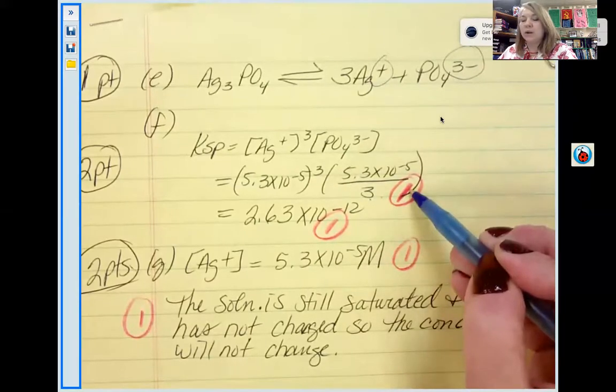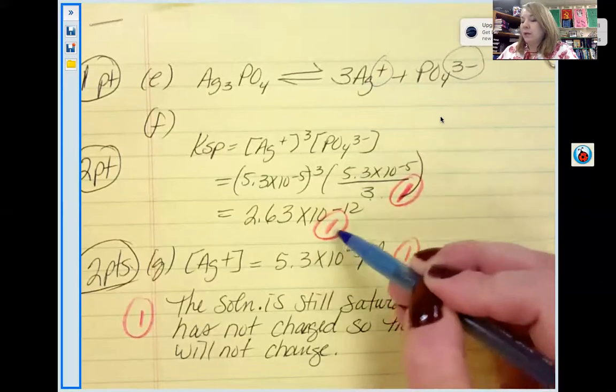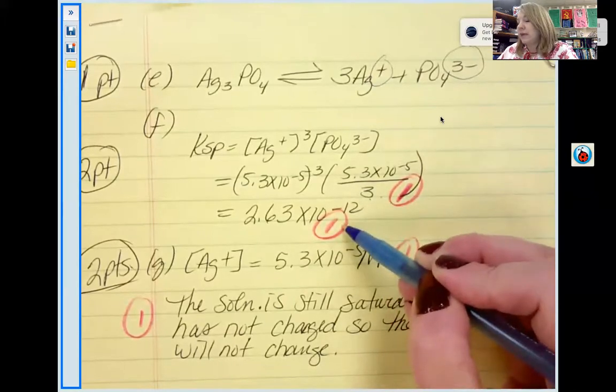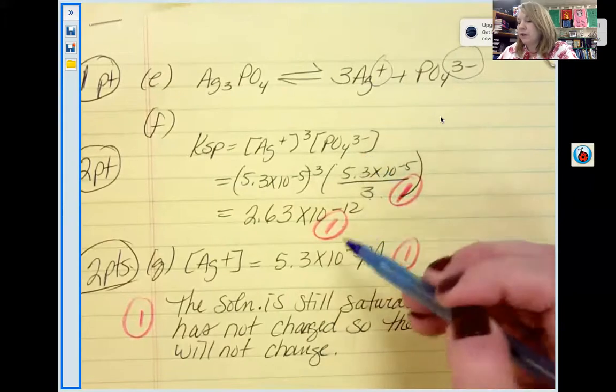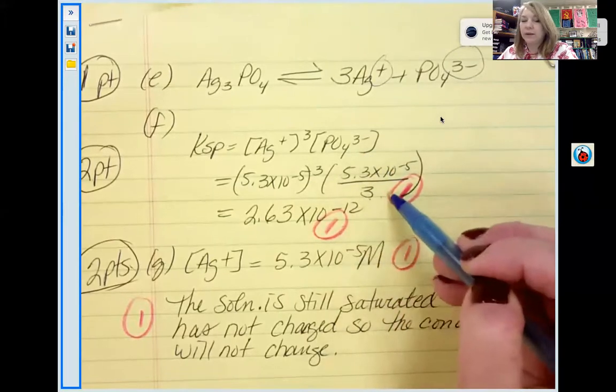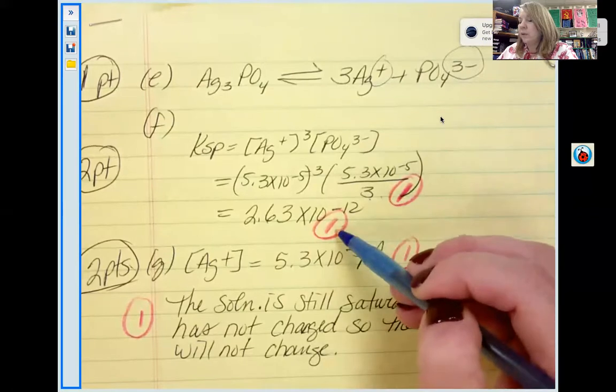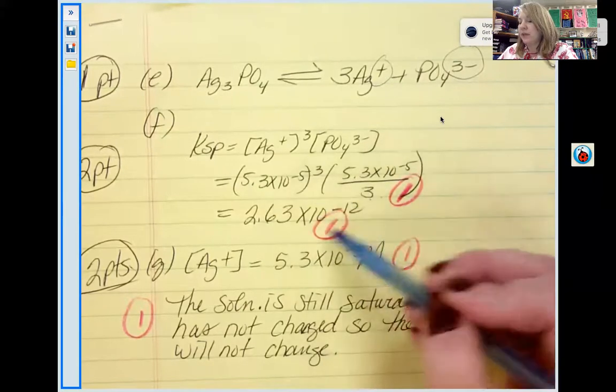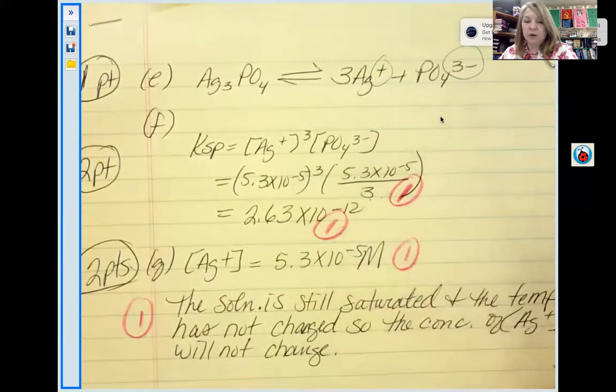Okay, this was a 2-point question. If you didn't put that and you still calculated K using the correct equation, you still got a point, but you didn't get this point right here. Right, so you got a point for the final answer. When you calculate that, it's 2.6 times 10 to the negative 12.